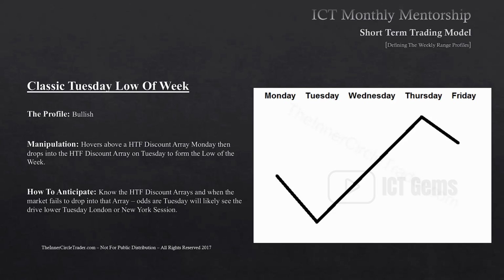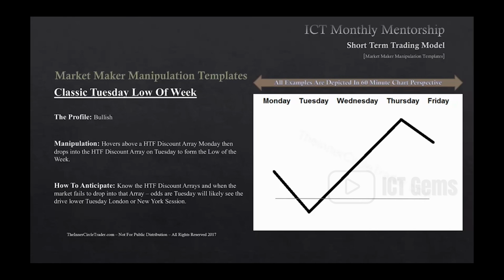How to anticipate this: you have to know the higher time frame discount arrays, and when the market fails to drop into that array, odds are Tuesday will likely see the drive lower at the Tuesday London open and/or New York session. For the classic Tuesday low of the week, you'll be looking for a market that is primarily bullish and trades down on Tuesday into a discount. This will be in the form of either an old monthly, weekly, or daily low to run a liquidity pool. In other words, it's running out sell stops.